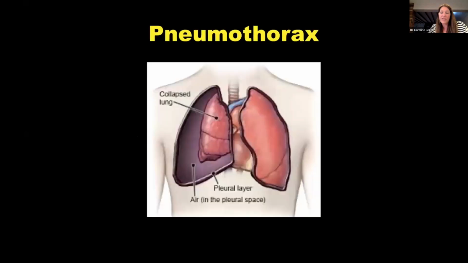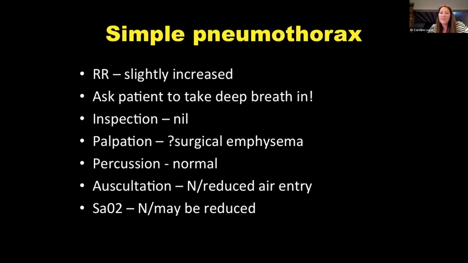So moving on then to pneumothorax and what are the clinical signs I would expect you to find. Of course, if it's small, you might find nothing at all. If it's a bit larger, then you might notice an increase in the respiratory rate. When you ask them to take a deep breath in, they will stop, they will catch on the affected side, so you could localise that. Someone with a simple pneumothorax has no obvious clinical signs on inspection, but on palpation you might find some surgical emphysema.